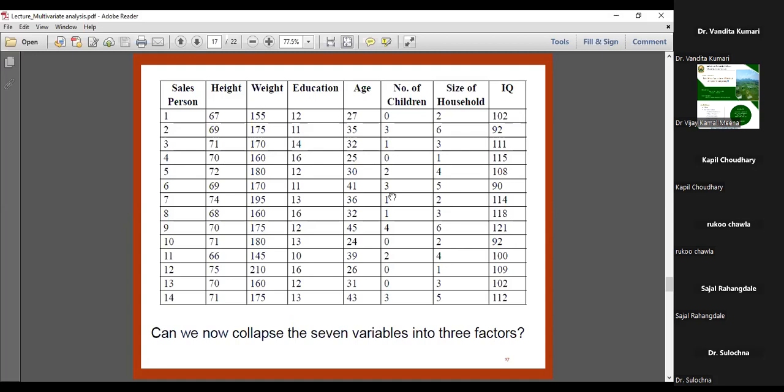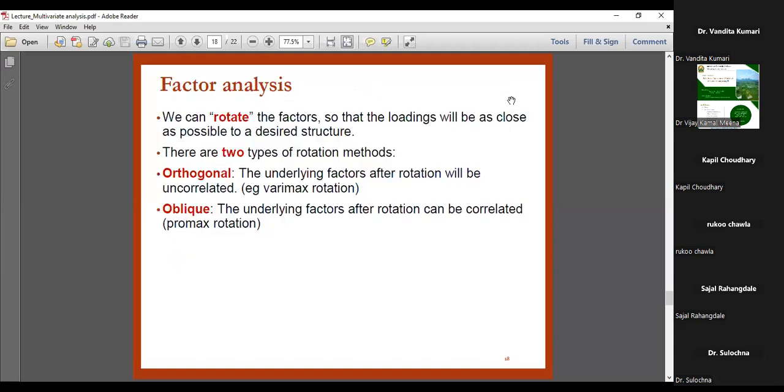Okay, so this is the data set which I have of 14 salespersons, and we have 7 variables. These 7 variables we'd like to collapse into 3 factors. The variables are height, weight, education, age, number of children, household size, and IQ. Now we'd like to reduce the 7 variables into 3 factors. In factor analysis we have one important term, rotate.